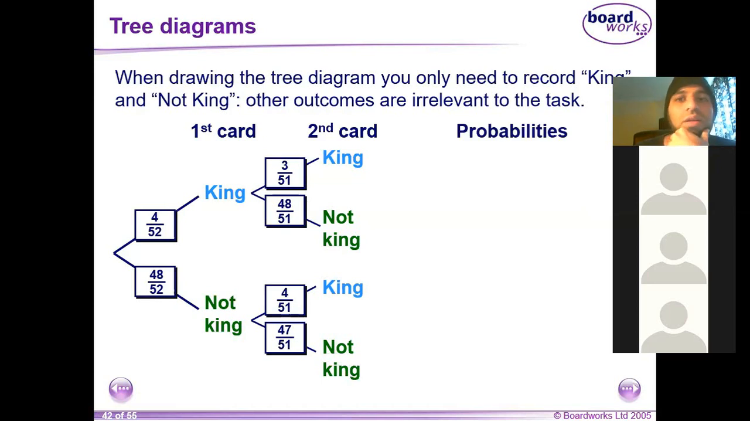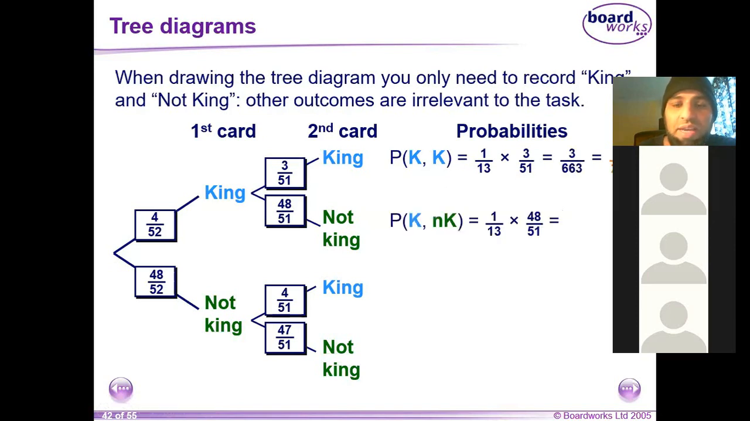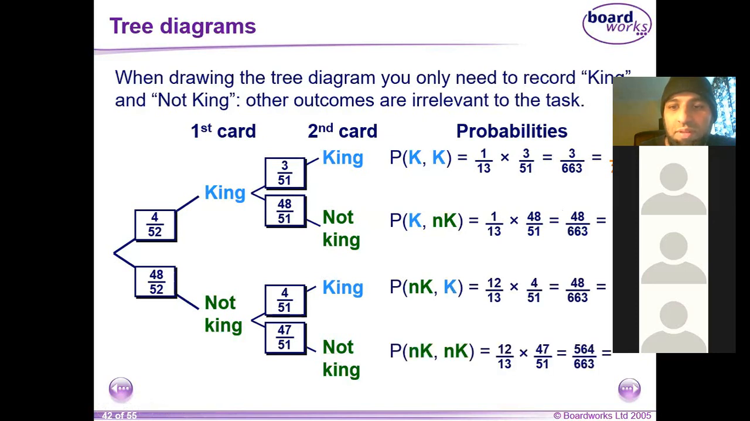So when you work it out, the probability of getting 2 kings is you multiply, because you're going along the branch. As we know, when you go along the branch, you multiply. You get this, you multiply them together, get a big number, simplify it. King and not king. And notice how they write probabilities. They write the word P and a bracket and the things you're interested in. King and king, or king and not king. Multiply them out, get that. And we carry on, and we carry on.